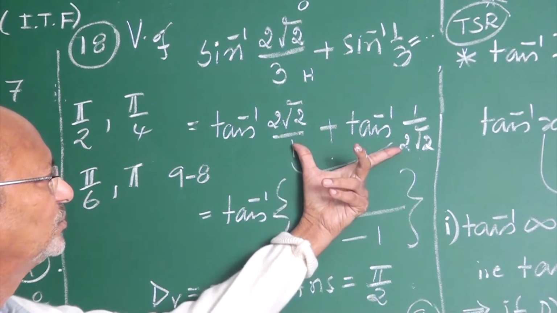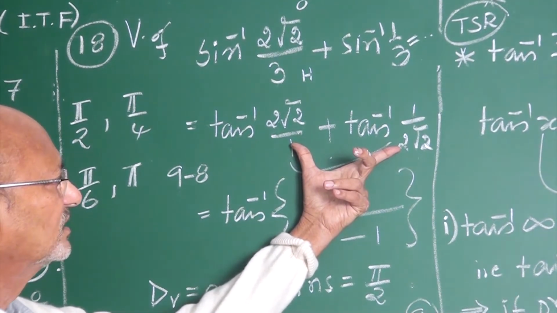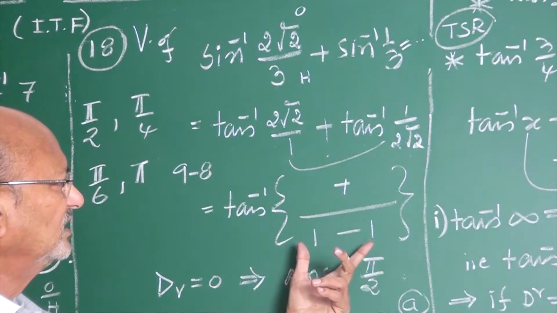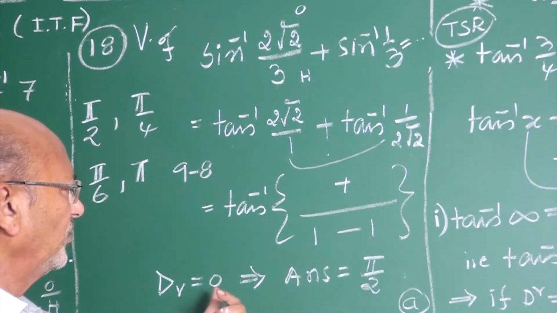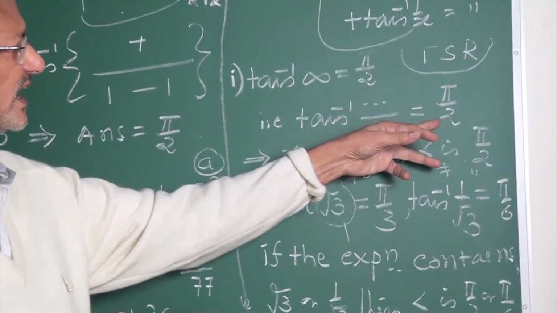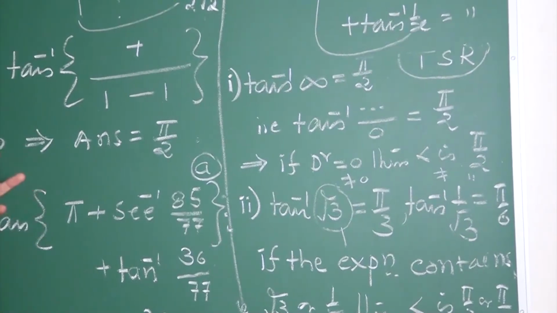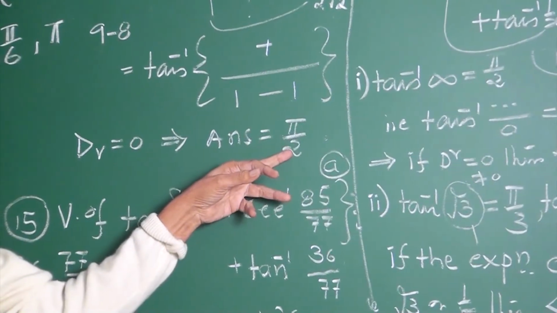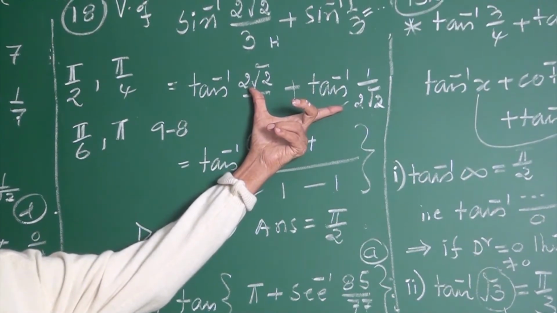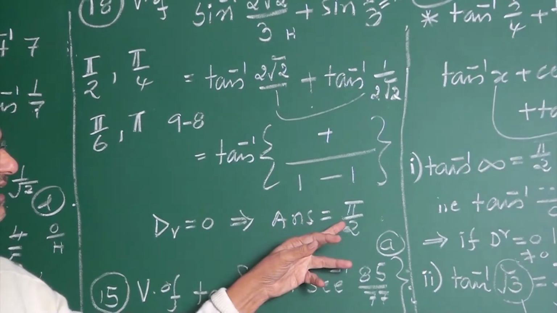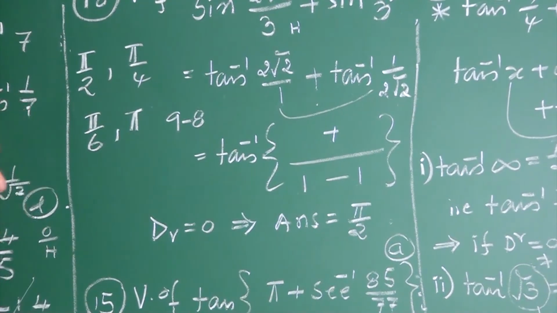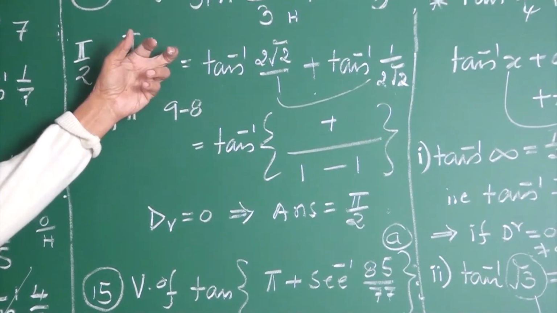1 minus xy, xy means product. Product means 2 root 2 cancels, you have left 1. Denominator becomes 0. When the denominator is 0, my friend, what is the angle? 5 by 2. When the denominator is 0, the angle is 5 by 2. Otherwise, if they have the reciprocal relation, answer is 5 by 2. Remember, my friends. Yes, this is also a good question.